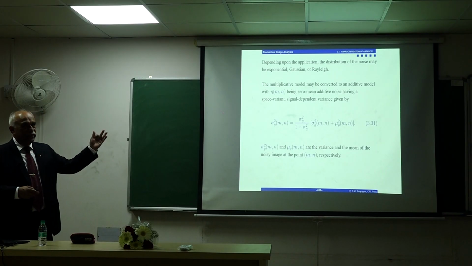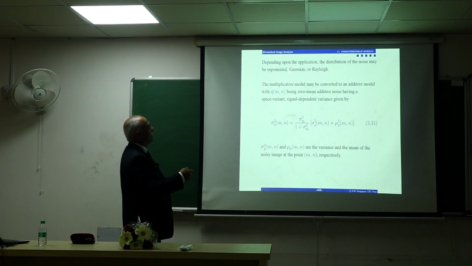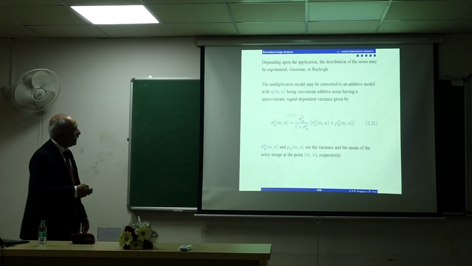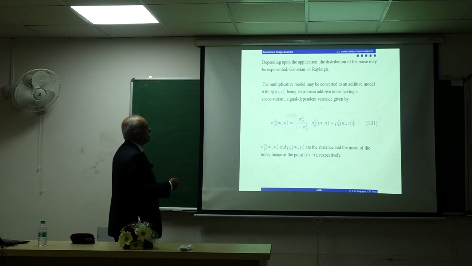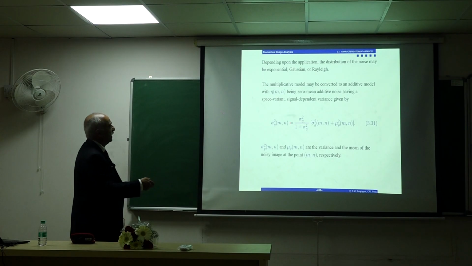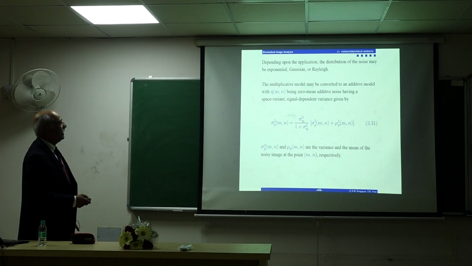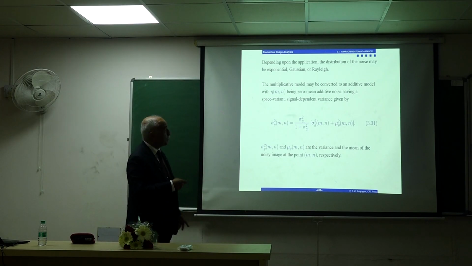The distribution in this case is typically not Gaussian. It could be exponential or Rayleigh or Gaussian sometimes. The multiplicative model may be converted to an additive model to facilitate further processing by modeling the variance in this manner, where you have sigma square g, the variance of the observed signal, its mean square, and this ratio sigma square eta 1. And that is the space variant signal dependent variance. Mn indicates it is space variant.